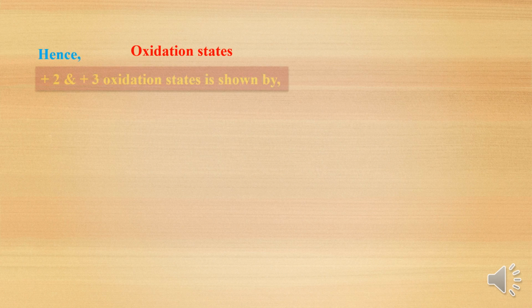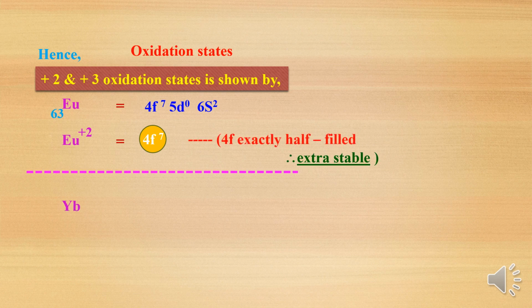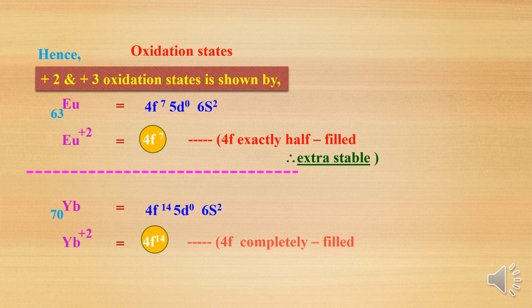Hence the plus 2 and plus 3 oxidation states are shown by europium, atomic number 63. It possesses plus 2 as well as plus 3. In the plus 2 oxidation state it is half filled, 4f7, so it is extra stable. That's why it possesses plus 2. Other than this, ytterbium, atomic number 70, also possesses plus 2, again due to the completely filled orbital, 4f14, which is extra stable.